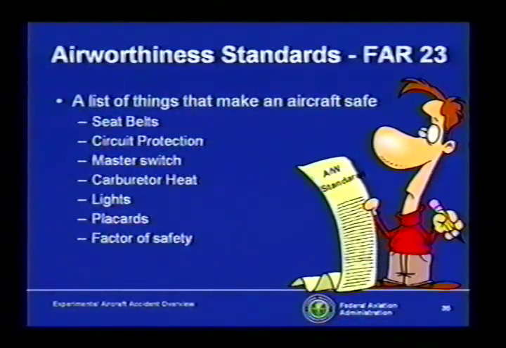So back to our airworthiness standards. FAR Part 23 is what the agency uses to define the certification requirements and safety requirements for aircraft. It does not apply to experimental airplanes by rule or by law. However, most of the requirements there are excellent things to keep in mind whenever you construct your aircraft. Things like seat belts, circuit protection, master switches, carburetor heat, lights, all those go into making your aircraft safer.